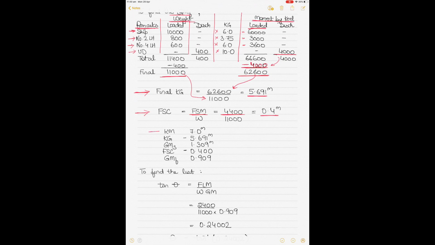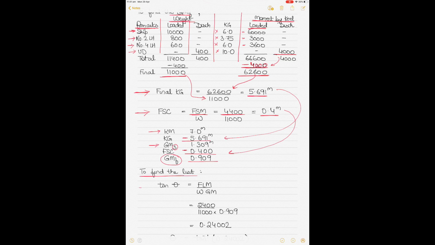To calculate your final GM, start with your KM and subtract your KG to get your GM solid. KM is given to you in the question. KG is something you have calculated from here. Free surface correction is here. Free surface correction is always subtracted from GM. So when you subtract KG from KM, you get GM solid, this S is solid. Then you subtract the free surface correction, always subtract it, and you get the GM fluid, or the final GM, which is 0.909.